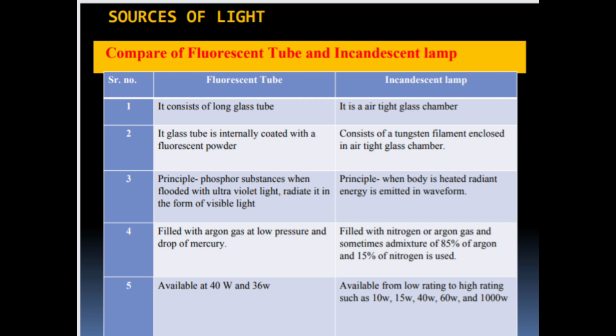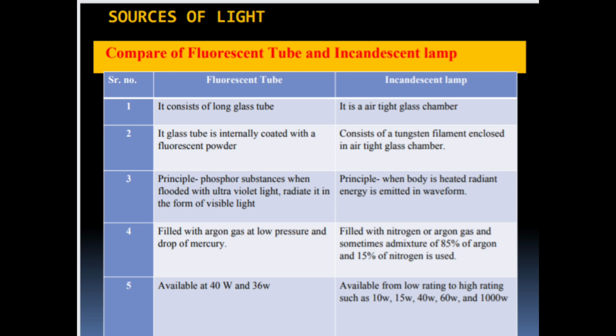Then second, the fluorescent tube glass tube is internally coated with a fluorescent powder. मीन्स फ्लोरोसेंट ट्यूब इंटरनली कोटेड होता है फ्लोरोसेंट पाउडर से. और इनकैंडेसेंट लैम्प कंसिस्ट ऑफ ए टंगस्टन फिलामेंट. इनकैंडेसेंट लैम्प में क्या होती है? टंगस्टन फिलामेंट एनक्लोज्ड इन एयर टाइट ग्लास चेम्बर.